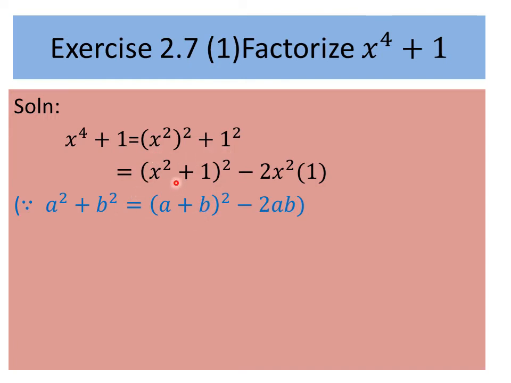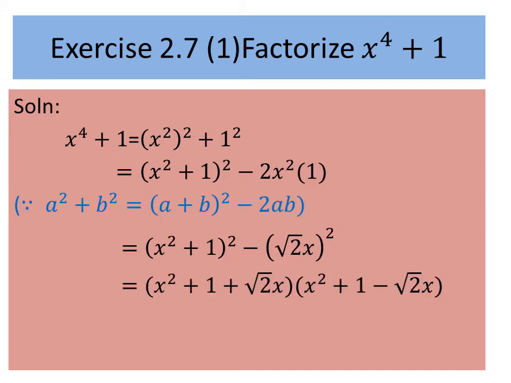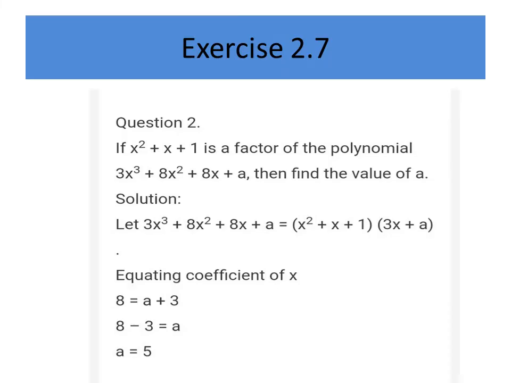So you can write it as (a plus b) the whole square minus 2ab. So (x square plus 1) the whole square minus 2 times, a value is x square, b value is 1. This 2 can be written as root 2 the whole square, isn't it? So you can write it as (root 2 x) the whole square. Now it is of the form a square minus b square, so (a plus b) into (a minus b). So (x square plus 1 plus root 2 x) into (x square plus 1 minus root 2 x).